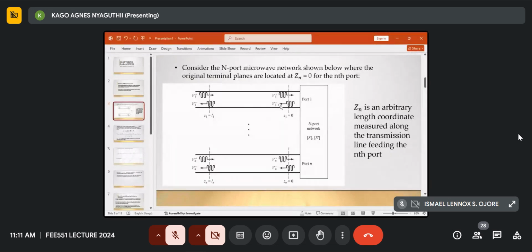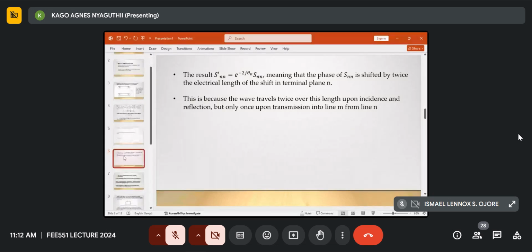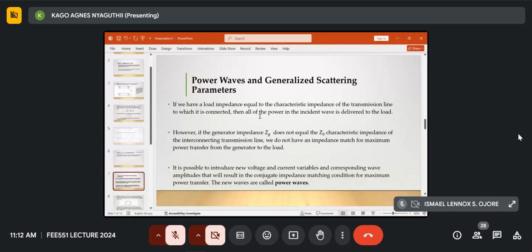As you can see here, if it's reflected back, if it travels to and from, it will cover this distance twice. But if it's just traveling to any other port, it will cover the distance once. In that case, it will just be multiplied by a factor of e raised to the power negative j theta. Yeah. I'll go to power waves and general scattering parameters.